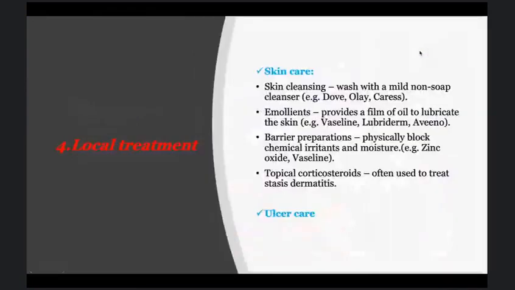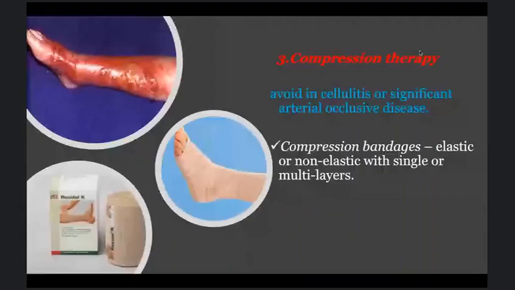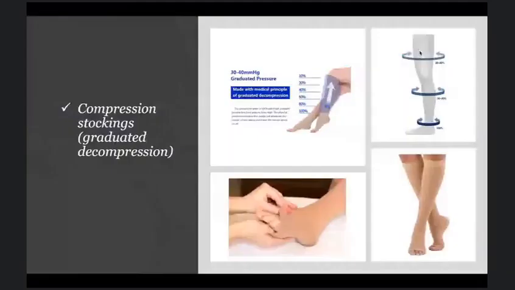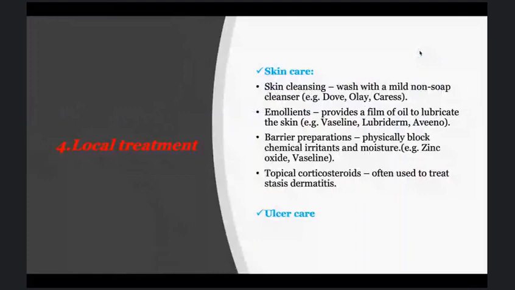Local treatments. All these are conservative measures. I'm still talking about the conservative measures in the treatment of CVI. Second, exercise, third, compressive, and fourth, local treatments. First, skin care: skin cleansing, washing with a mild hand soap, and emollients to provide a film that hydrates the skin. You may use barrier preparations that physically block chemical irritants and moisture. Sometimes we use topical corticosteroids to treat stasis dermatitis. We may need ulcer care, debridement and cleaning.